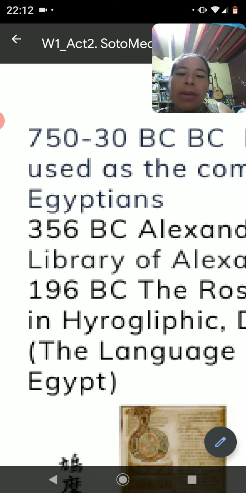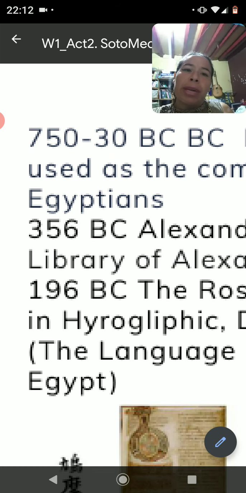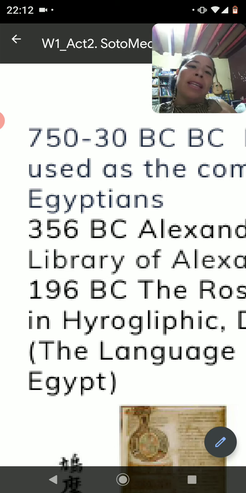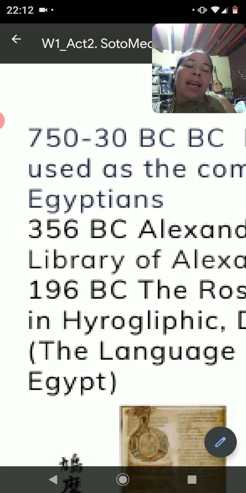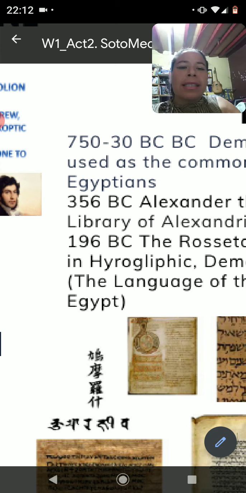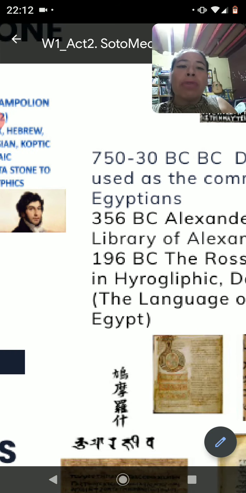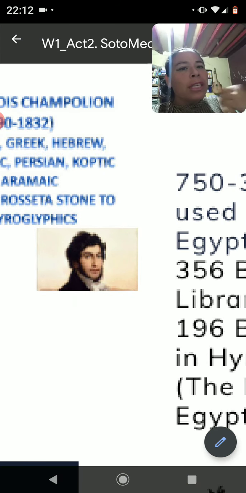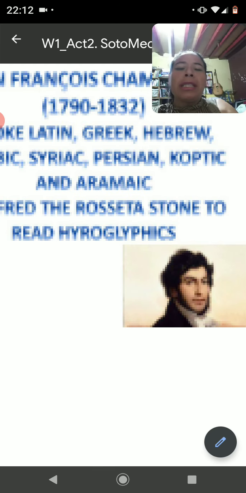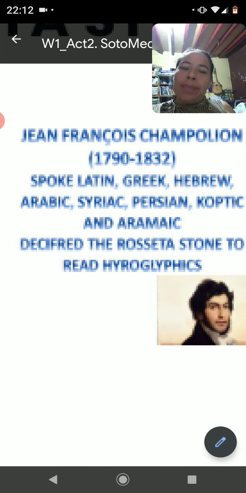This was written in Greek because back then Alexander the Great had expanded his empire and had included Egypt, and therefore the ruling class was Greek. So it was written in those three languages. It was not possible to decipher it until a great translator appeared on the scene. The Rosetta Stone is now in England, but Jean-Francois Champollion was the one who finally deciphered it.